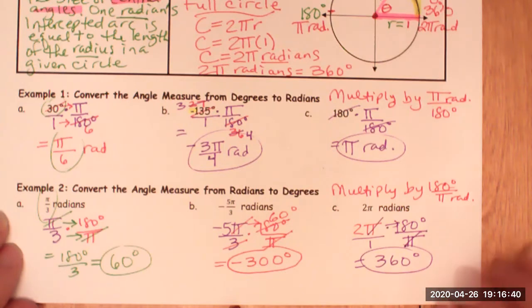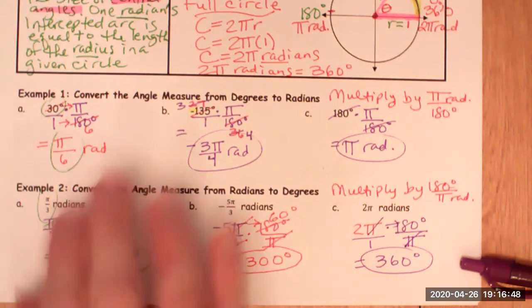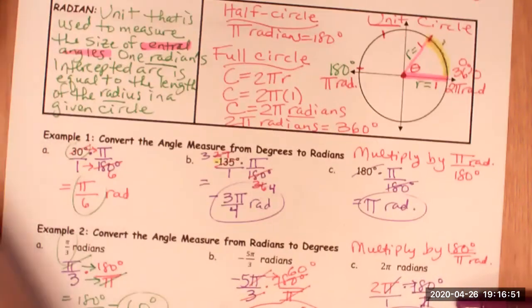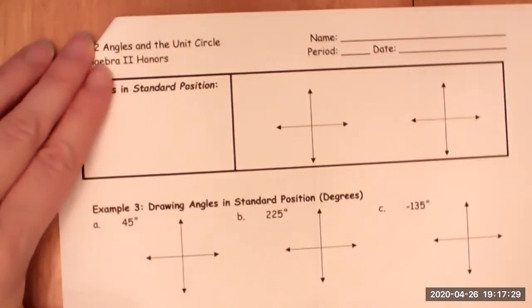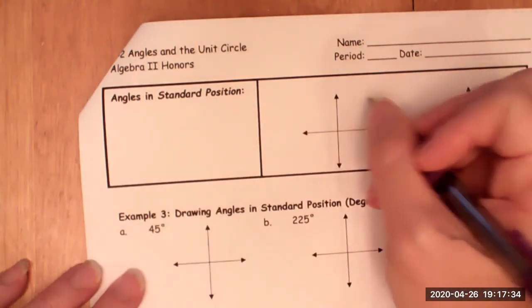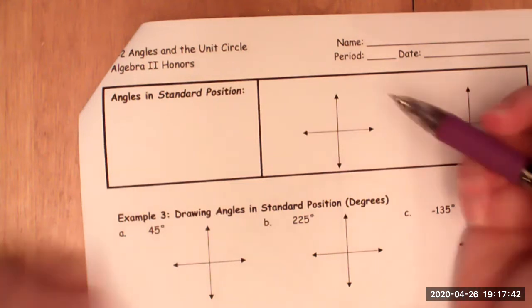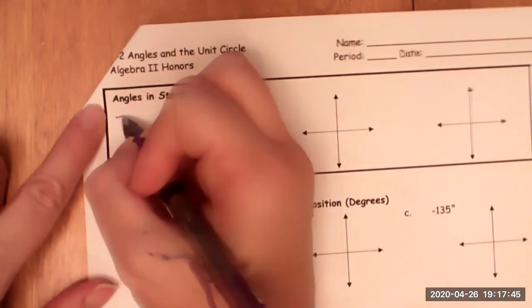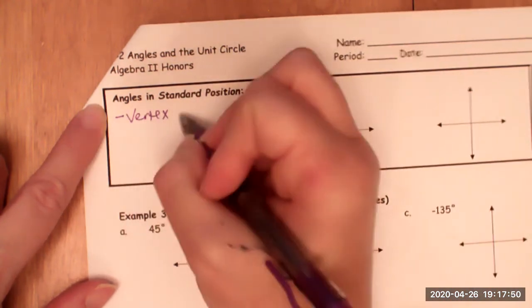So what we've done here on this page is convert back and forth between degrees and radians. And we will continue by looking at how to draw angles in standard position. Let's define what an angle in standard position will look like. Again, we're talking about drawing angles on the coordinate plane, which in geometry you weren't necessarily used to, but that's what we're going to be focusing on here in trigonometry. All right, so what we're going to have are angles with the vertex at the origin.